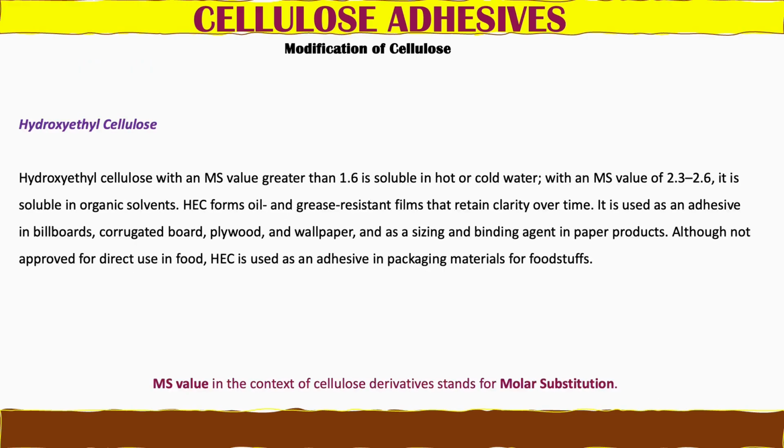Last of all is our hydroxymethyl cellulose, which is soluble in hot as well as cold water. So you can prepare an easy paste out of it. And it is used in adhesives for wallpapers, plywoods, and billboards. If the MS value is greater than 2.3 to 2.6, then it is soluble in organic solvent. But if the value is lesser than 2.3 to 2.6, it is not soluble in organic solvent. So these are a few derivatives of cellulose which can be used in adhesives.